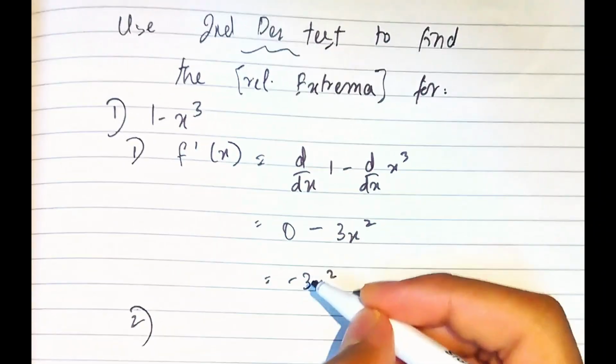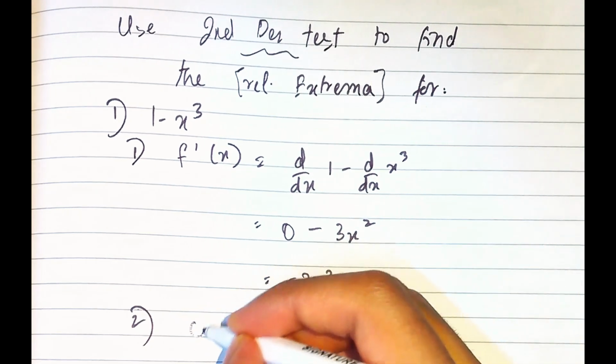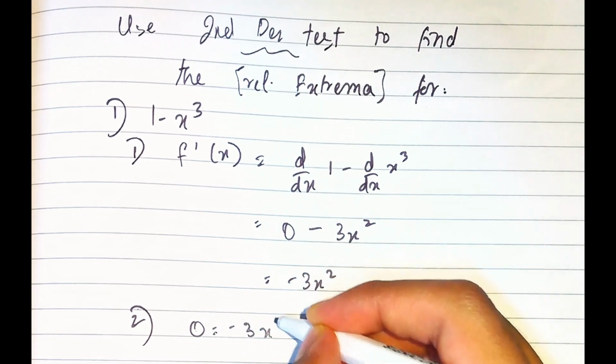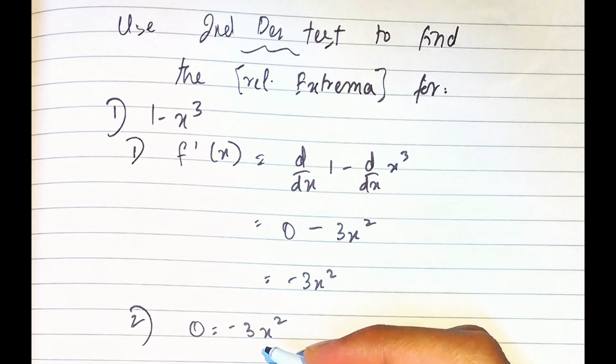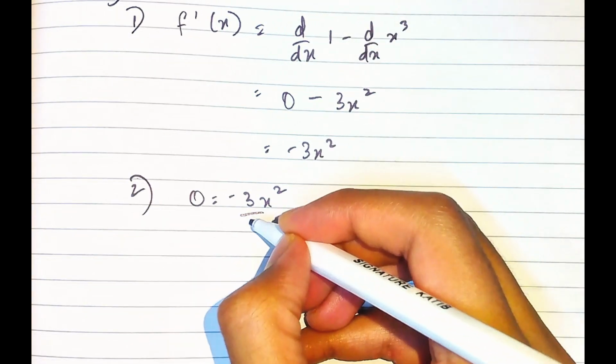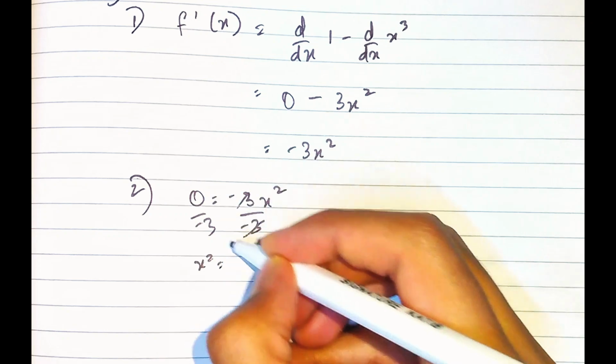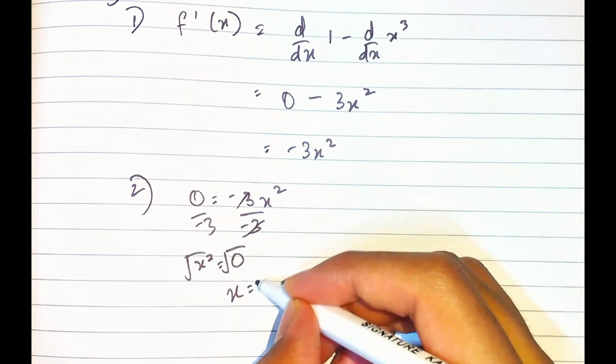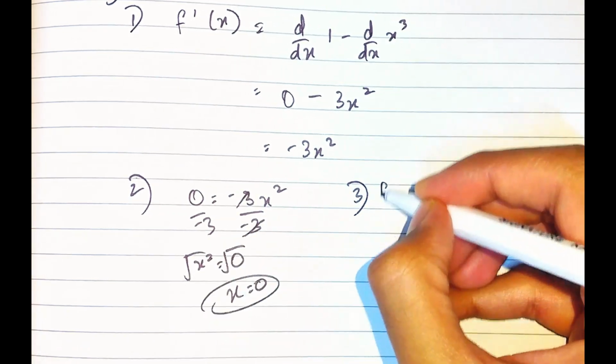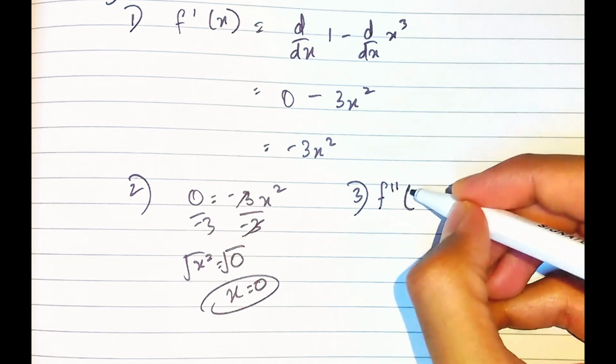Now for the second step, we have to set this equal to 0. So 0 is equal to negative 3x squared. The value of x will be, first of all, we will divide by 3 on both sides. So negative 3x squared would be equal to 0 divided by negative 3, which is 0. Now the third step, you have to find the second derivative.